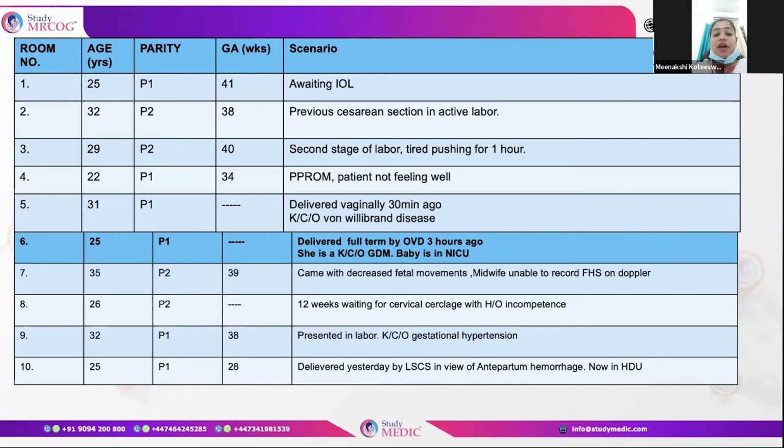And next is room number 10, who is a primi at 28. She was delivered yesterday by LSCS in view of antepartum hemorrhage, and the case is now in HDU. So may I know her observations? Okay, the observations are stable. She had yesterday a massive antepartum and postpartum hemorrhage for which she has received around 4 blood transfusions, FFPs as well. But right now she is stable and the observation seems to be fine. And the recent hemoglobin is 10 gram%.